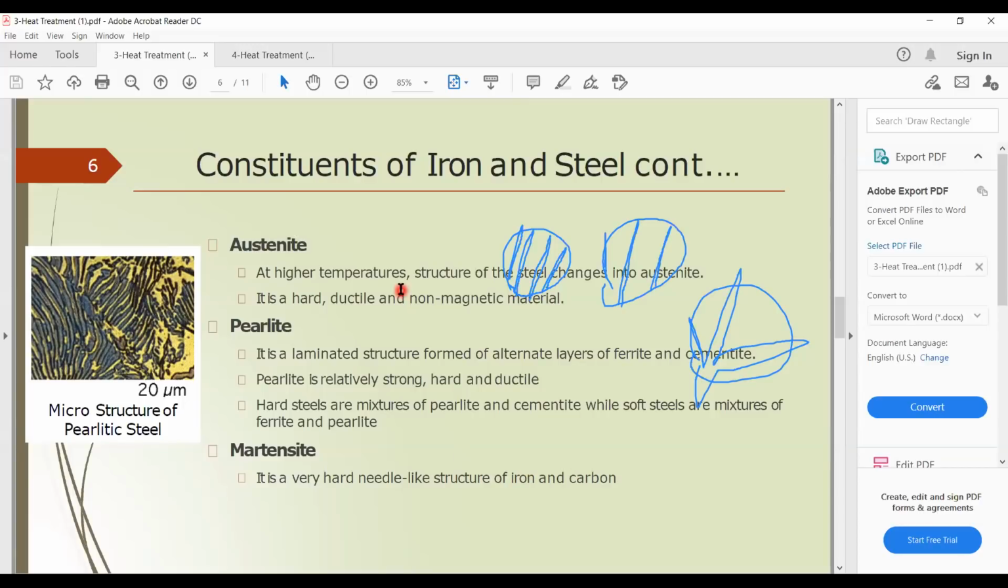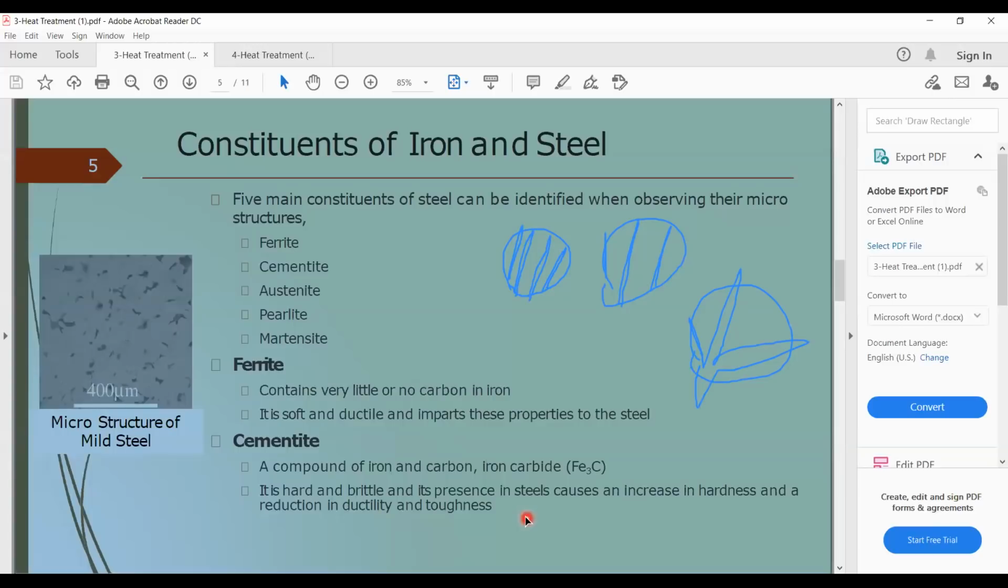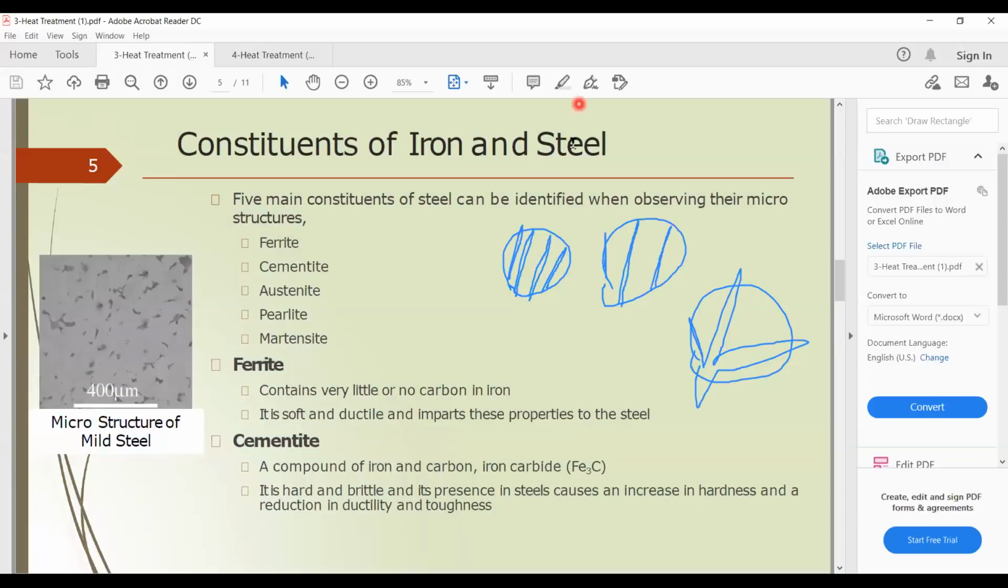So how can you classify this? By observing the microstructure. According to the amount of carbon available in the constitution, properties are different, right? Austenite properties and pearlite properties are different, right? So these are the five main constitutions available in steel.